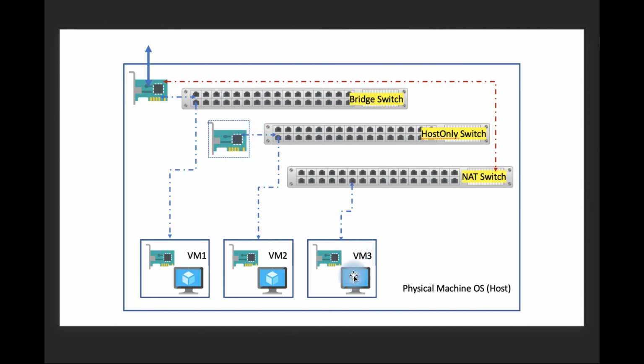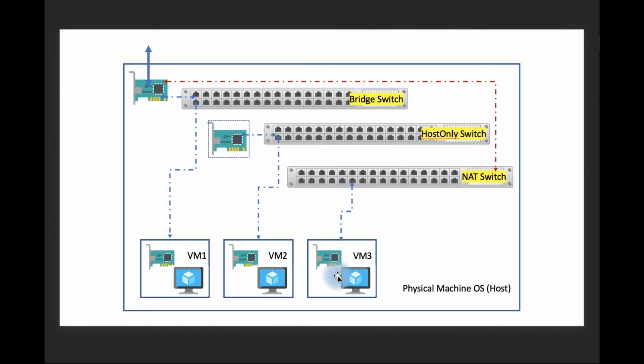So the third one is a special type which is called a NAT switch. In NATing, we don't really allocate IP addresses to the interfaces. The interfaces will be in DHCP mode. So when the VM boots up, it will request an IP address from the NAT switch. The NAT switch will provide both the IP address and the DNS details.